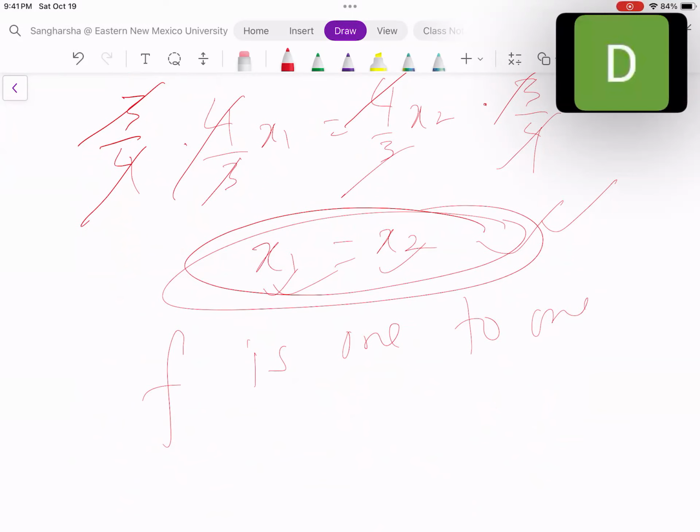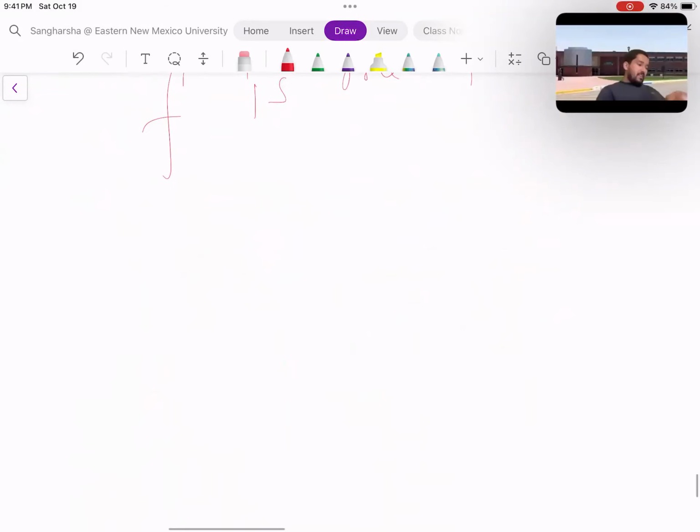There's something that I just don't understand about this, and that's that if the two inputs are the same, then how could it be a function, or how could it be a function if two different inputs are the same?